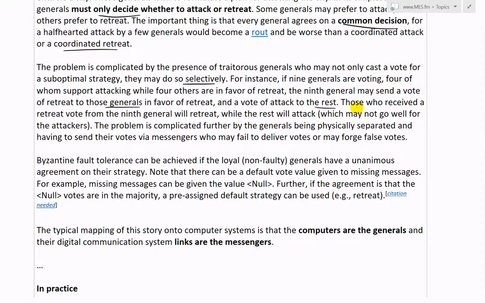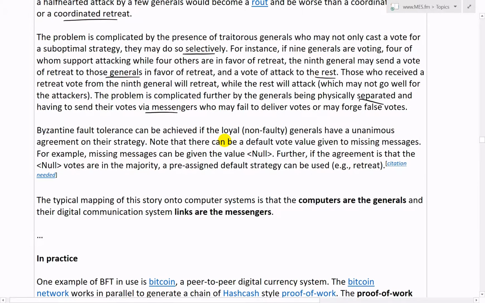Those who receive the retreat vote from the 9th general will retreat, while the rest will attack, which may not go well for the attackers. The problem is complicated further by the generals being physically separated and having to send their votes via messengers who may fail to deliver votes or may forge false votes. And this is pretty much the heart of the distributed computing problems we need to solve.